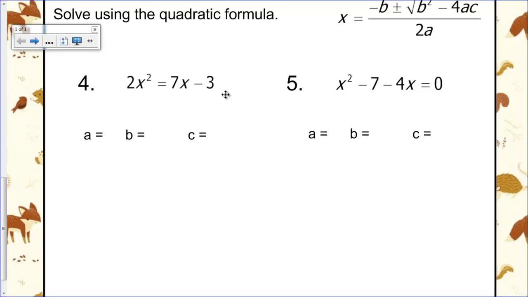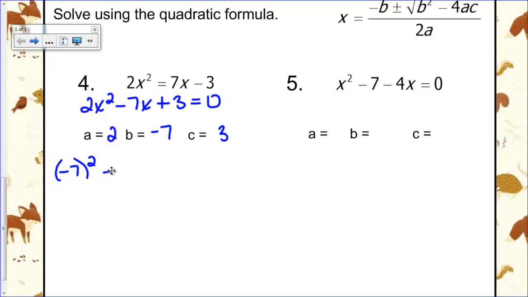I've got to make it equal 0. So I'm going to subtract 7x, and I'm going to add 3. So it becomes 2x squared minus 7x plus 3 equals 0. So a is 2, b is negative 7, and c is 3. So step one, we're going to find the discriminant. So we're going to do b squared, negative 7 squared, minus 4 times a times c. I'm going to grab my calculator using parentheses around my negative, and I'm going to find out what that equals.